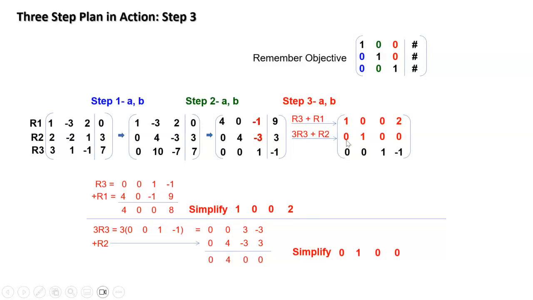You see, guys, I've done it by using the Gauss-Jordan method. Here's my solution, which will be x equals 2, y equals 0, and z equals -1.